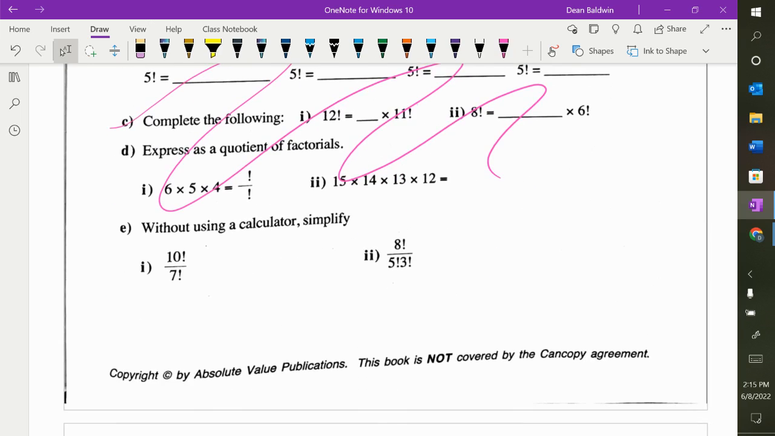We're going to go to the bottoms. 10 factorial over 7 factorial. Which one do I rewrite? The top one, because it's bigger. So it's 10 times 9 times 8, and then I stop at 7 because they cancel.